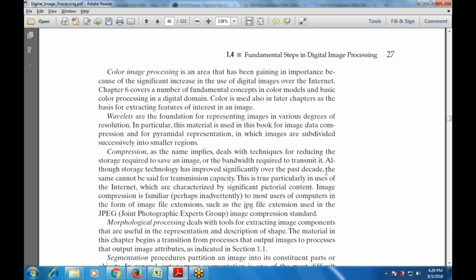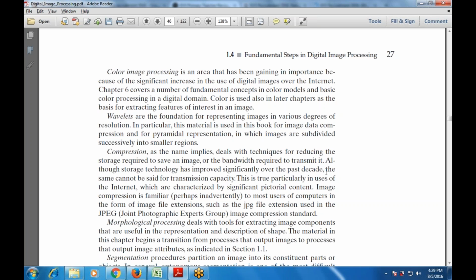One more is available, the Motion Picture Experts Group, that is MPG, which is also used for compression. Basically, when we talk about compression, there are two types: one is lossless, one is lossy compression. JPG is a type of lossless compression, and MPG is a type of lossy compression.